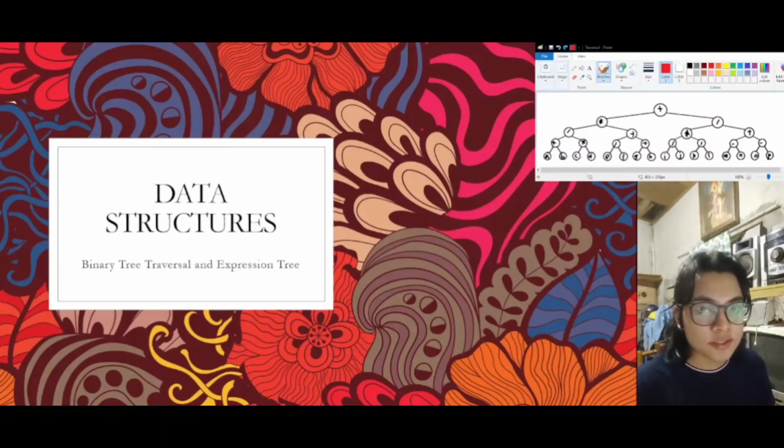Today we're going to discuss a new data structure, which is trees. To be specific, we're going to be discussing binary trees, how to traverse them, and how to make an expression into a binary tree. So let's get started.